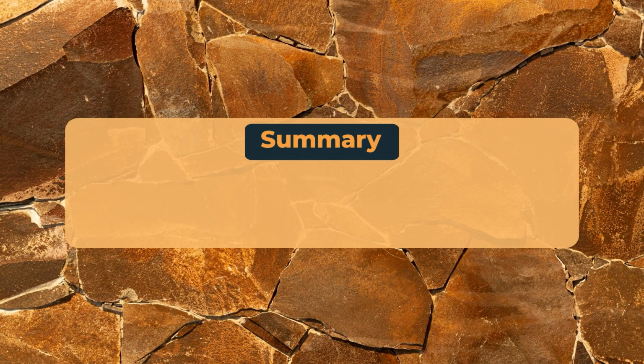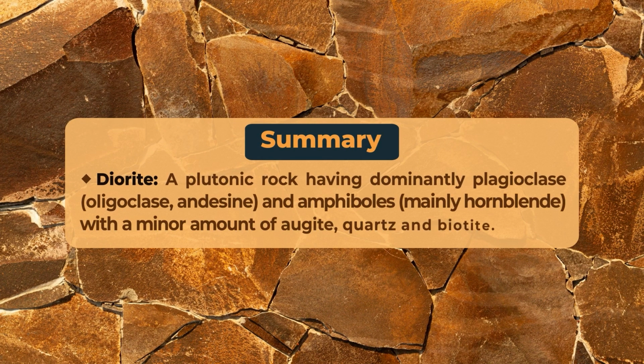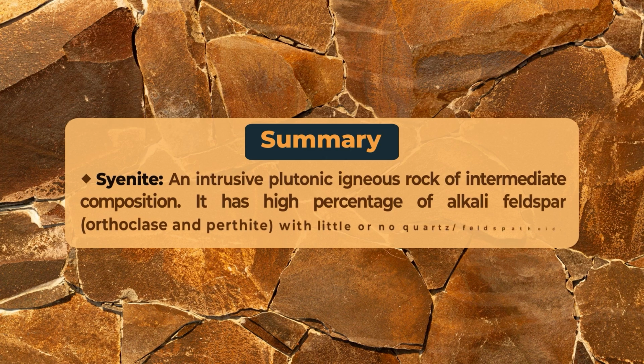In summary, we would like to conclude about diorite and syenite. Diorite happens to be a plutonic rock having dominantly plagioclase, oligoclase, andesine, and amphiboles, mainly hornblende, with a minor amount of augite, quartz, and biotite. Syenite, on the other hand, is an intrusive plutonic igneous rock of intermediate composition. It has very high percentage of alkali feldspar with little or no quartz or feldspathoid.